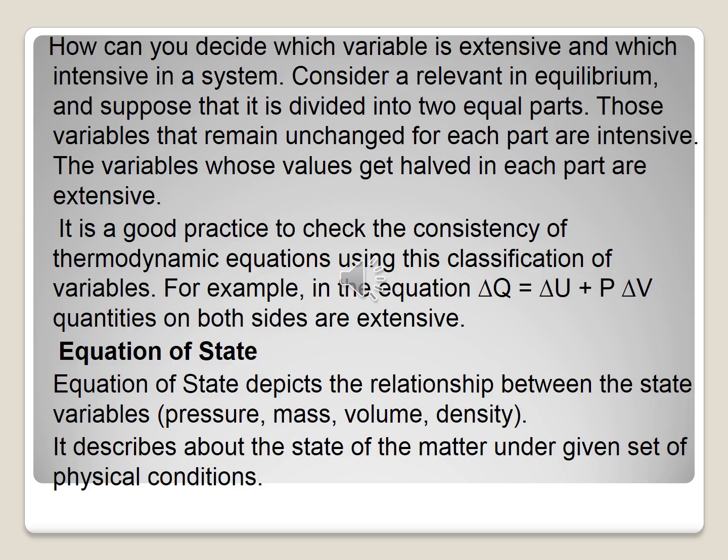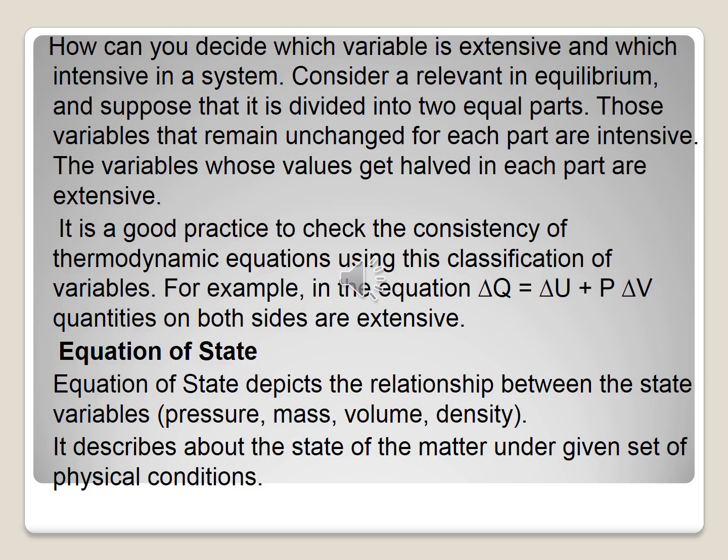It is good practice to check the consistency of thermodynamic equations using this classification of variables. For example, in the thermodynamic equation delta Q is equal to delta U plus P delta V, the physical quantities on both sides of the equation are extensive, as the product of an intensive and an extensive variable is always an extensive variable. So, the product of P and delta V is an extensive variable.